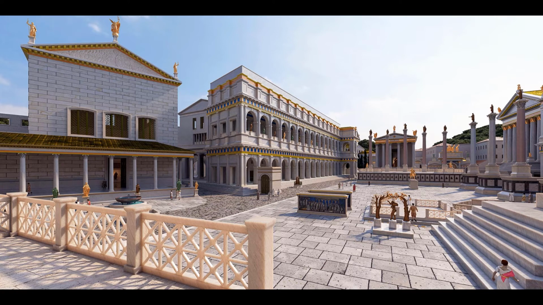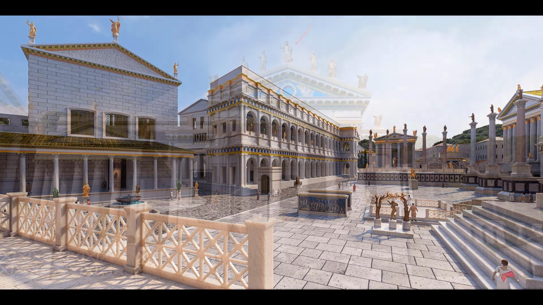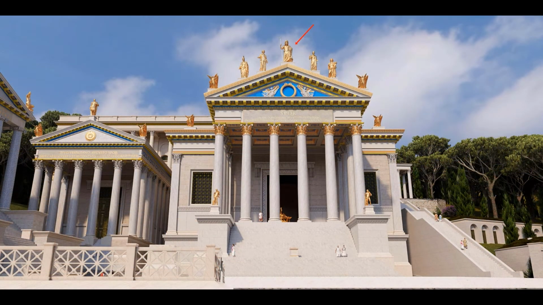Let me give you a quick example. One of the most important shrines of the state religion located on the Forum Plaza was the Temple of Concordia. Concordia, or harmony, was a goddess celebrating the peace and cooperation that ideally existed between the different social classes of Rome, and also between members of the imperial family, and between that family and the senators.